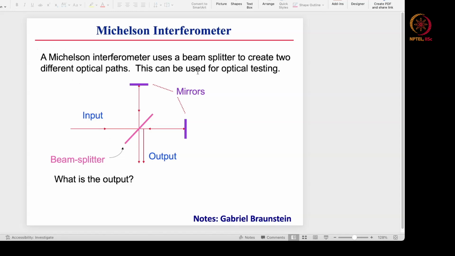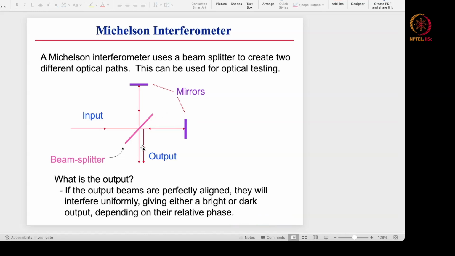So it basically uses a beam splitter to create two optical paths. This is the input beam, for example, and then there are two mirrors. This is a partially coated mirror. Part of the beam goes to one mirror, part of it gets transmitted to the second mirror, then they get reflected, recombined, and that is what you see as the output. So this is like a beam splitter. If the output beams are perfectly aligned, they will interfere uniformly, giving either a bright or a dark output, depending on their relative phases.